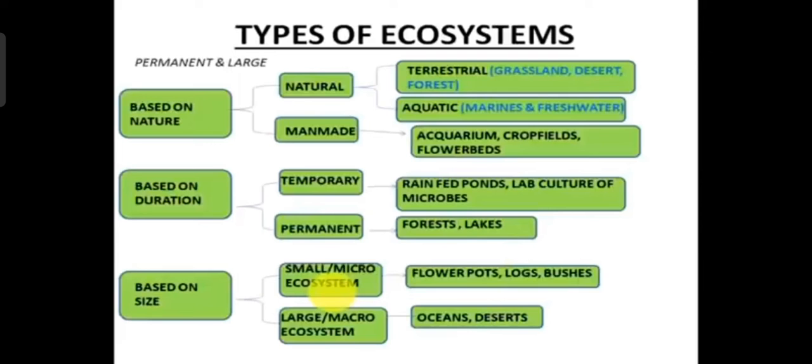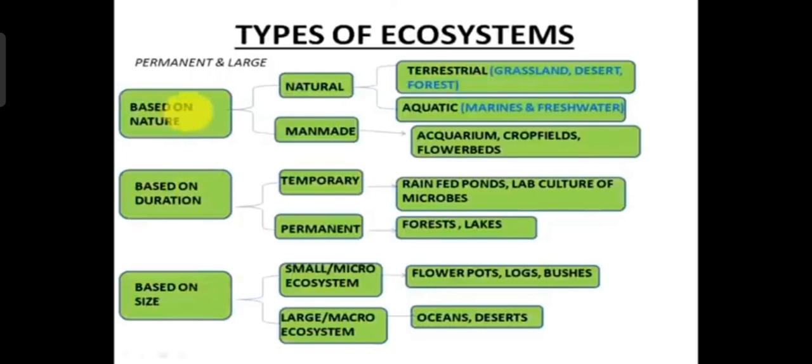Let's also talk about types of ecosystem. As I said, there are various ecosystems available in the environment, like the terrestrial ecosystem, the marine ecosystem, the desert ecosystem, the freshwater ecosystem. These ecosystems can be classified based on three different conditions. One is based on nature, secondly based on duration, and third is based on size.